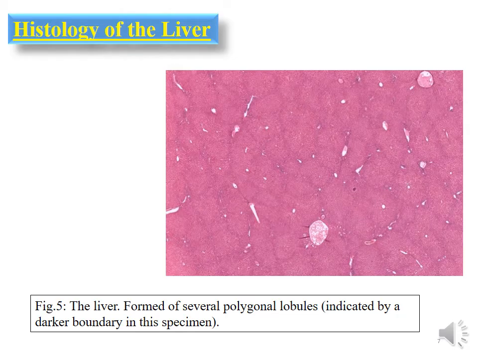The histology of the liver. Now, the liver is formed of several polygonal lobules. In this specimen here, the lobules are indicated by dark boundary. Now, of course, this boundary is formed of connective tissue. However, in humans, the boundary between the lobules is indistinct. So actually, this specimen is not from humans. So here we have this lobule, and here we have another lobule, and all these are hepatic lobules. So again, although here we can see boundaries, if we see boundaries, this means that this specimen is not from a human.